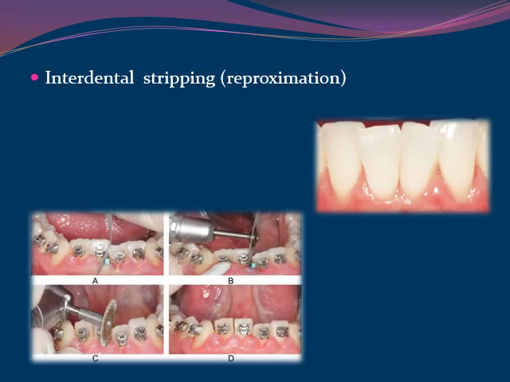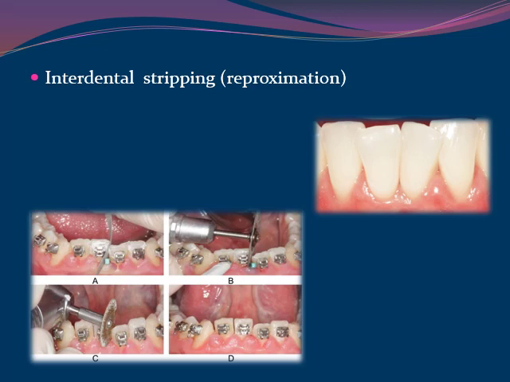The other technique is interdental stripping, or it is called reproximation. In this technique, we remove a small amount of enamel from the mesial and the distal aspect of the tooth, so that we flatten the interdental contact area to get a small amount of space for realignment of the teeth. It was shown that this technique enhances stability and decreases relapse.